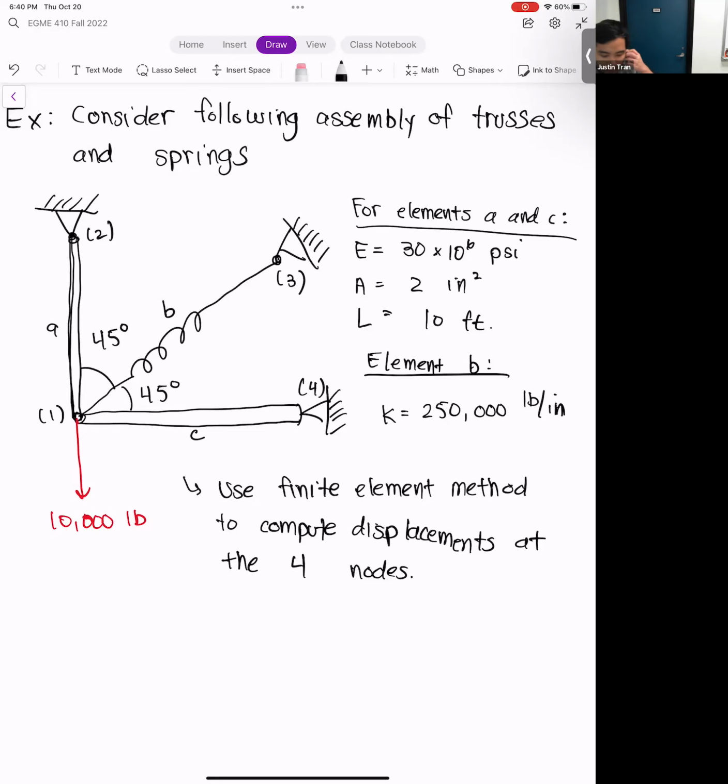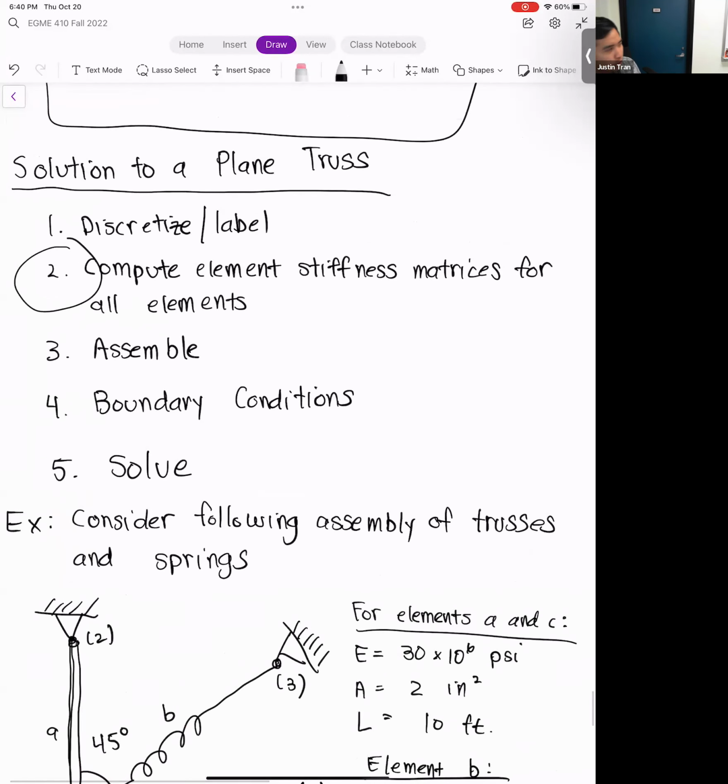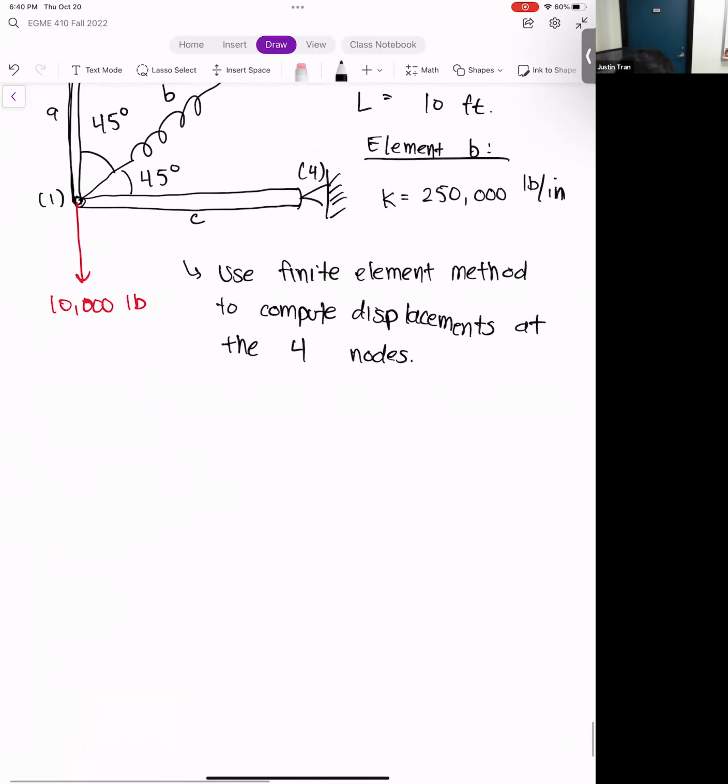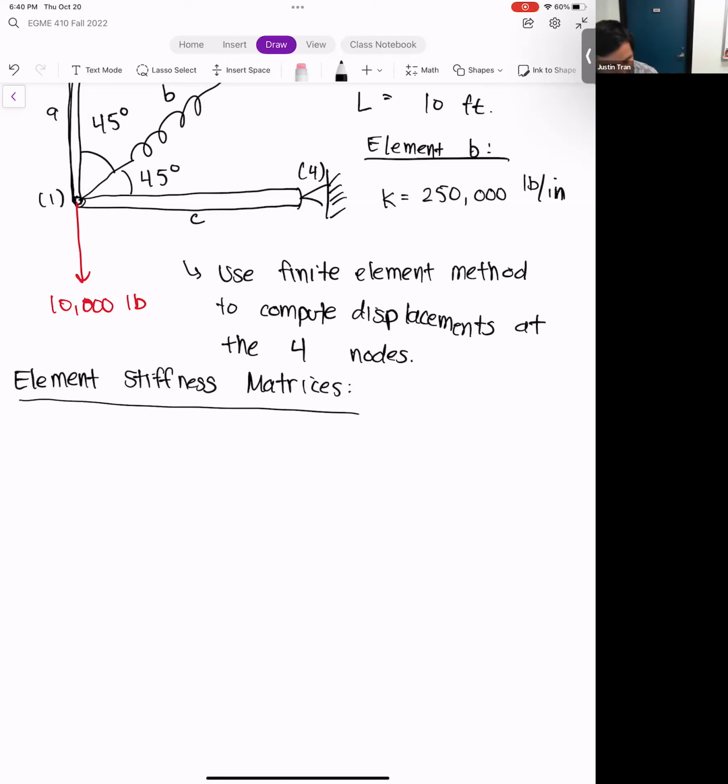Okay, so let me start with the element stiffness matrices, because we've already discretized this structure, broken it up into elements, and labeled everything. The next step is to write all the element stiffness matrices. So let's start with element A, and that might be all that we have time for.